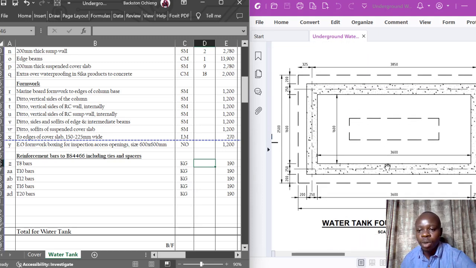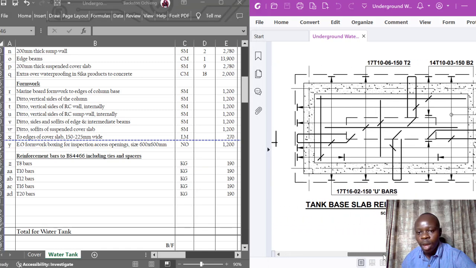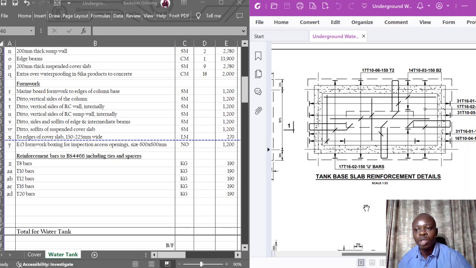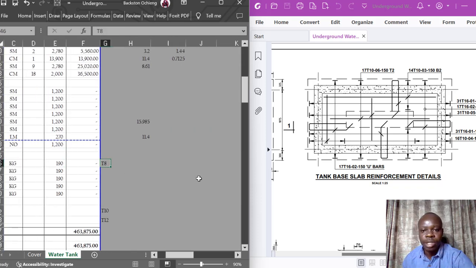So we'll start with the foundation. This is the foundation layout. Then we have the tank base slab reinforcement details. On the details, this is where we are going to find the reinforcement bars that we need to measure. I will also take you through how to get the length and convert those items into kgs. On the side, because we do all our calculations on Excel, is where you will see our raw calculations.